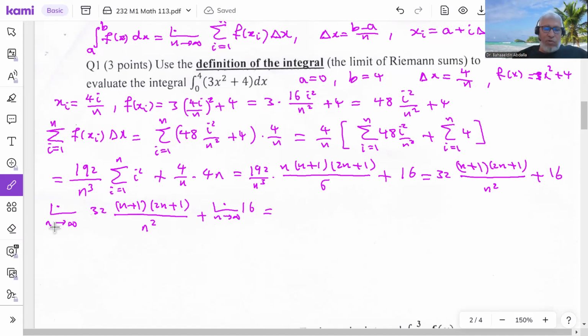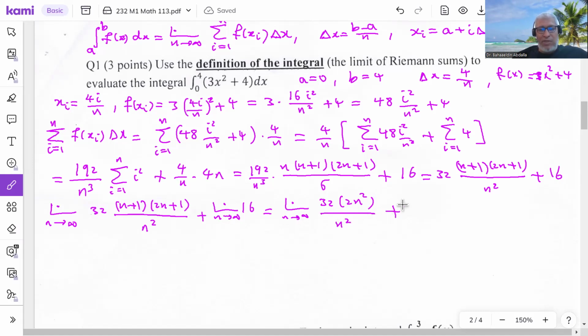Well, when we take n goes to infinity, we take the highest power from the numerator. So the term with the highest power, we will have 2n squared. If you expand these two brackets, I'll have n times 2n squared. That's the highest power. So I'll have the limit as n goes to infinity of 32 times 2n squared, because that's the highest power, over n squared below.